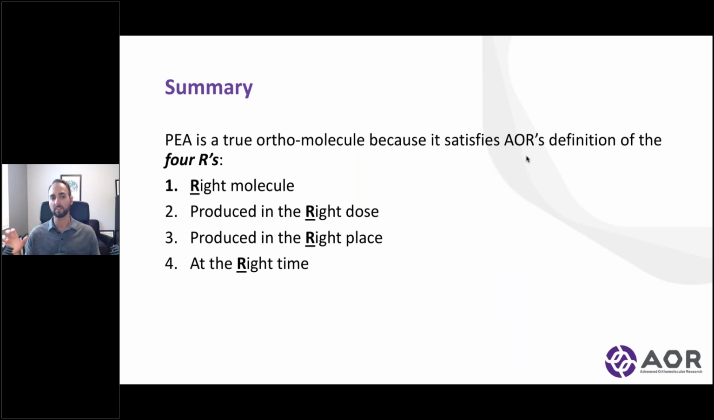So, to summarize the orthomolecular application, one thing that we talk about all the time at AOR is the 4 R's: the right molecule produced in the right dose, in the right place, at the right time. This is why AOR's B complex is one of our number one bestsellers, because it contains all the cofactor forms of the B vitamins. And very similarly, PEA really fits that definition of a true orthomolecule. It is produced all the time as the body needs it, in the tissues that need it. But when you give it as a supplement, you are going to have an increased amount of that molecule that is needed if a person is in chronic pain, chronic stress, or any of the other conditions or processes that I mentioned. So really, it fits that definition even better than a lot of herbals that AOR is very known for, like curcumin. True orthomolecule.